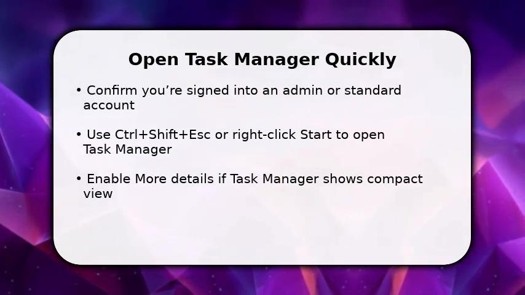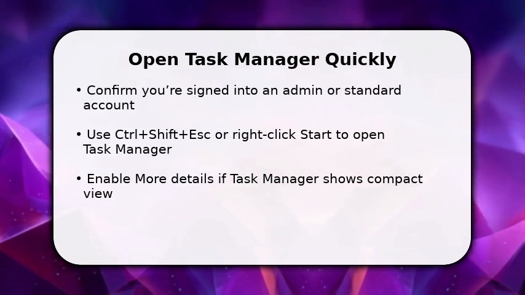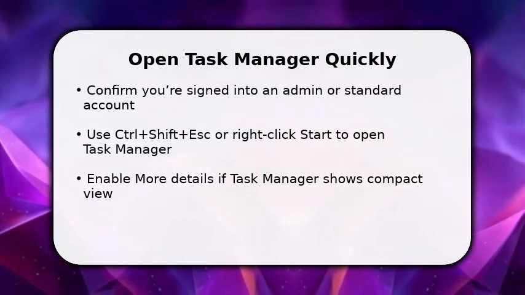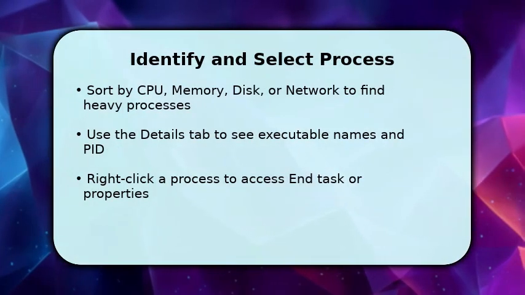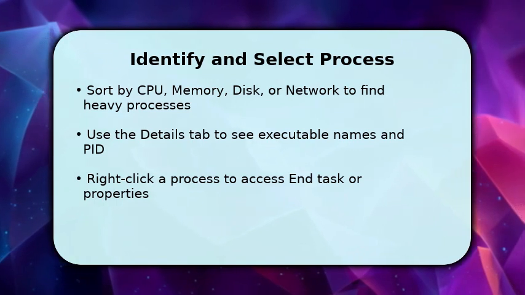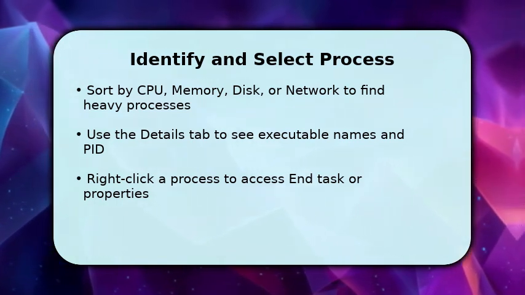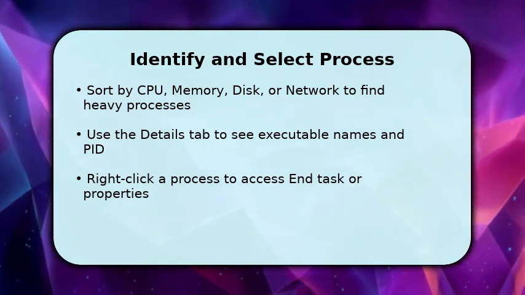With the window expanded, you're ready to identify the specific app or process you need to end without guessing or closing the wrong item. Now focus on locating the task to end. Sort the processes list by CPU, memory, disk, or network to surface the culprit. Once you spot the app, expand its tree to reveal related background processes.